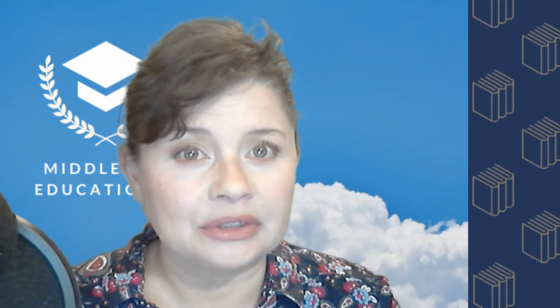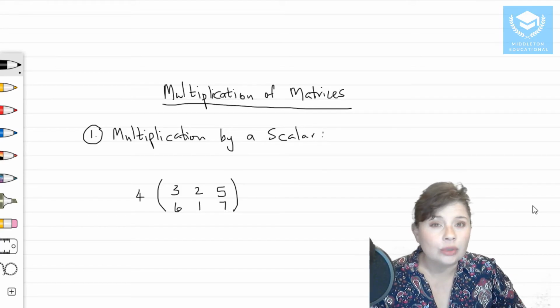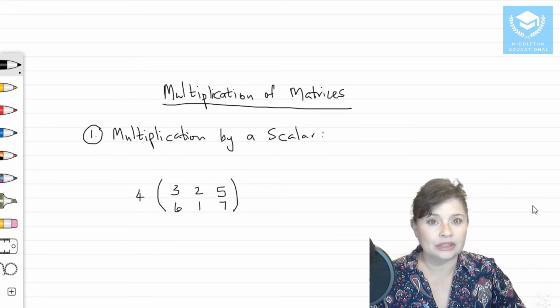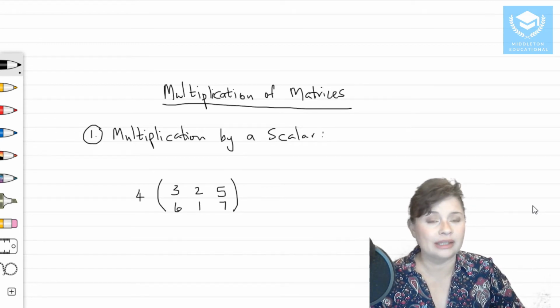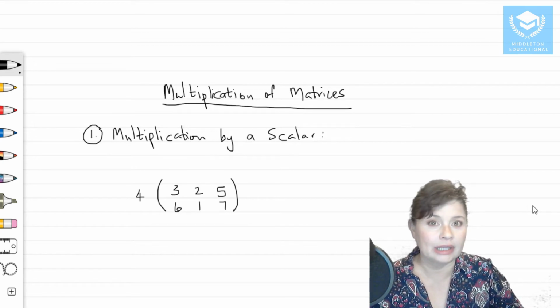In this video, we're going to be looking at the multiplication of matrices. There are two ways in which multiplication applies to matrices. The first is multiplication by a scalar. The second we're going to look at is how you multiply two matrices together.